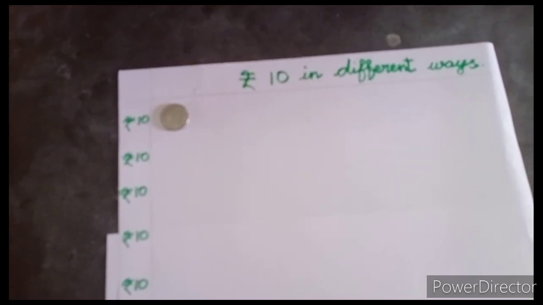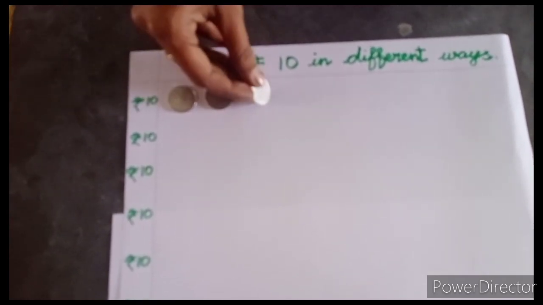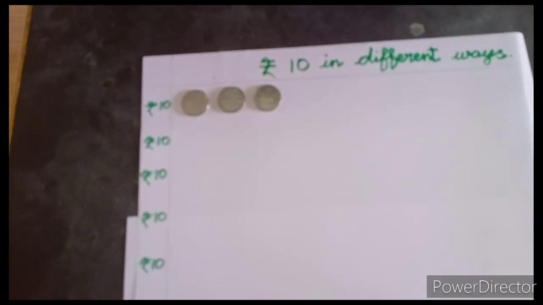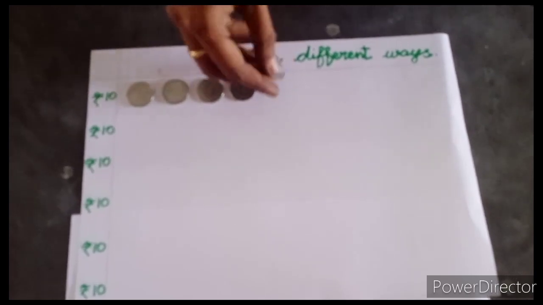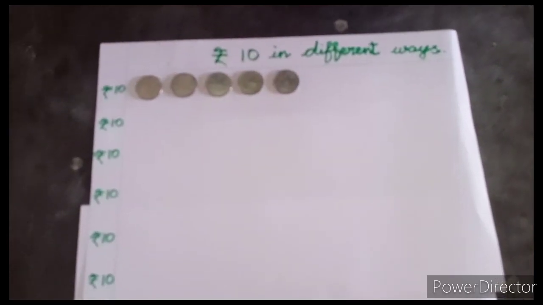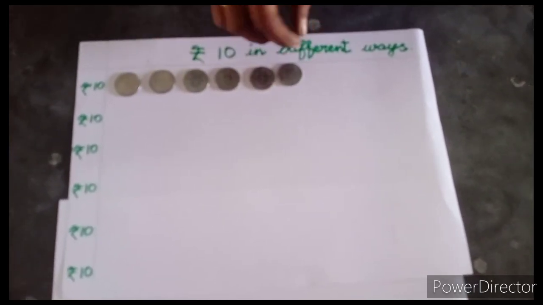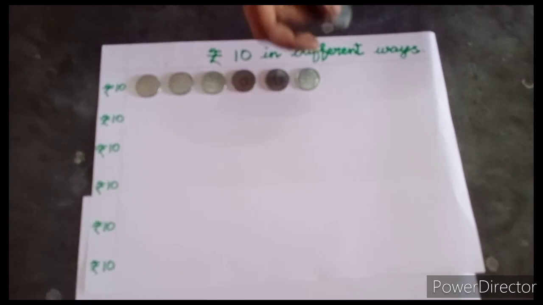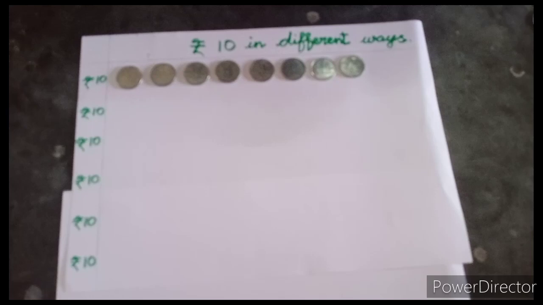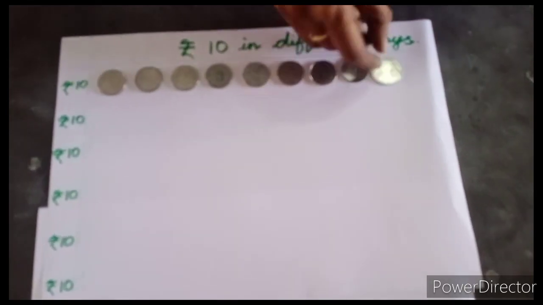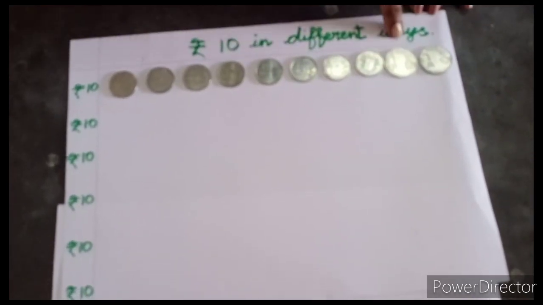1, 2, 3, 4, 5, 6, 7, 8, 9, 10. 10 1 rupee coins.